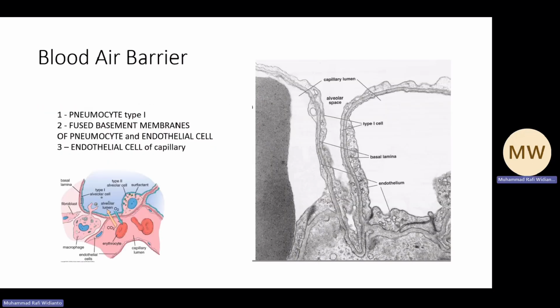Here is the blood-air barrier. What I did was I just memorized it by heart, but if you were to think about the structure logically, it would make sense. So first, again, pneumocyte type 1, used for gas exchange, and then we have the fused basement membrane of the pneumocyte and the endothelial cell from the capillary, and then obviously at the end, we have the endothelial cell of the capillary. On the right is an electron microscope image of what that would look like.